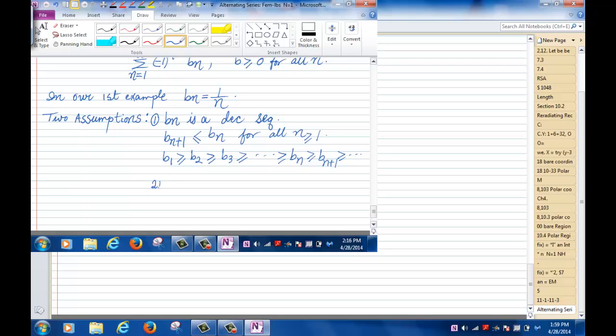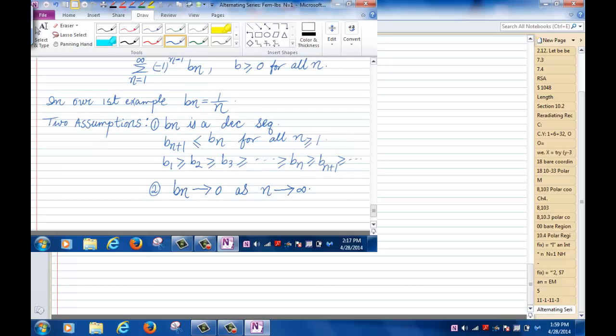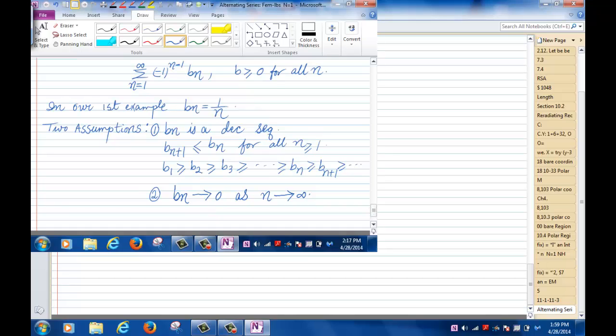My second assumption is that Bn converges to 0 as n goes to infinity. So the limit of Bn is 0. It turns out that whenever you have an alternating series where the terms are decreasing in size and the limit of the nth term, the terms are going to 0, then that series must be convergent, okay?